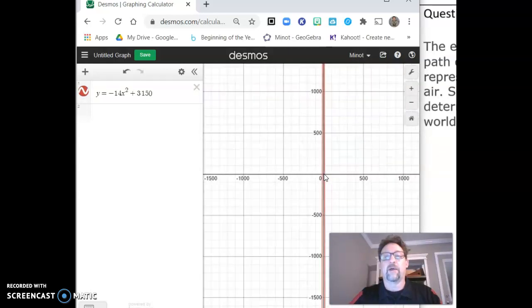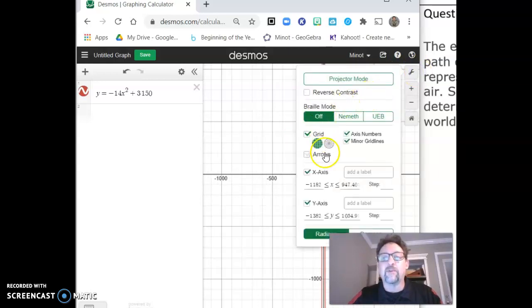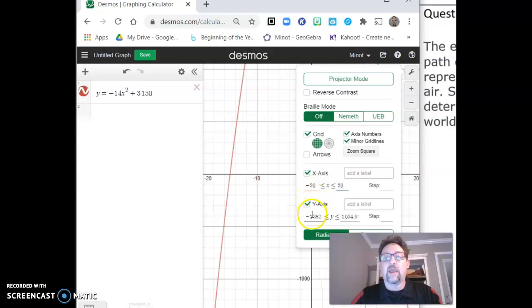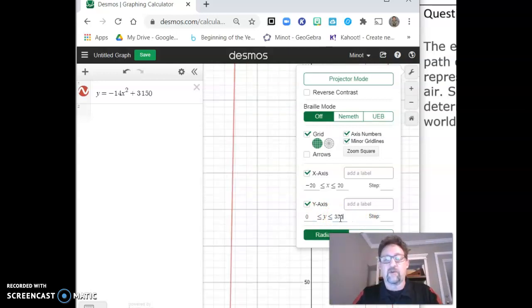So there's our parabola. It's really large. That's the only problem with doing it on the calculator. I could do my domain and range from, I said 15, right? So let's go negative 20 to 20. And on the range, goes 0 to 3150. So how about 4,000 or 3,500? There, now we can see it.